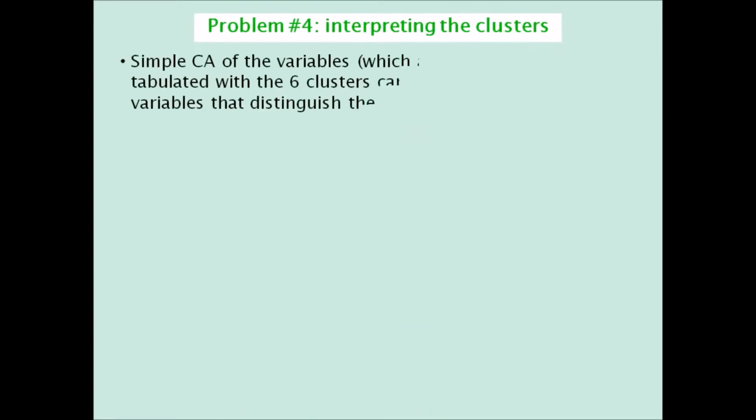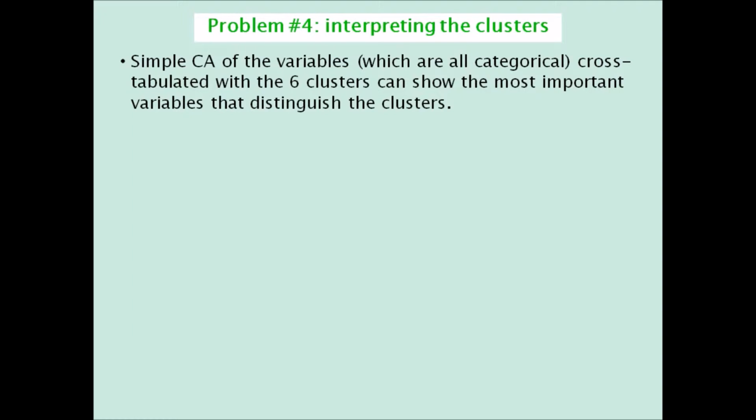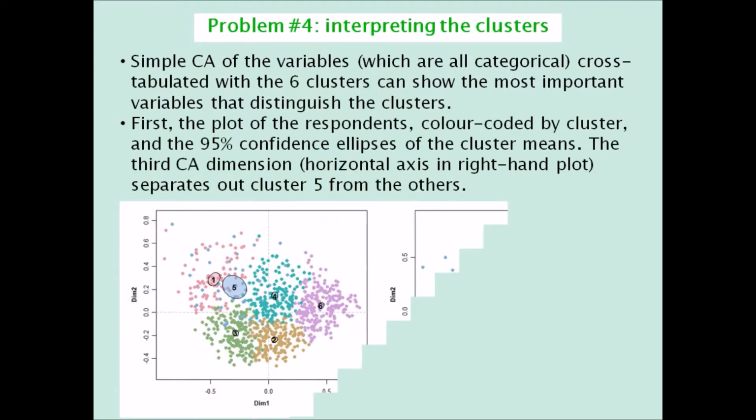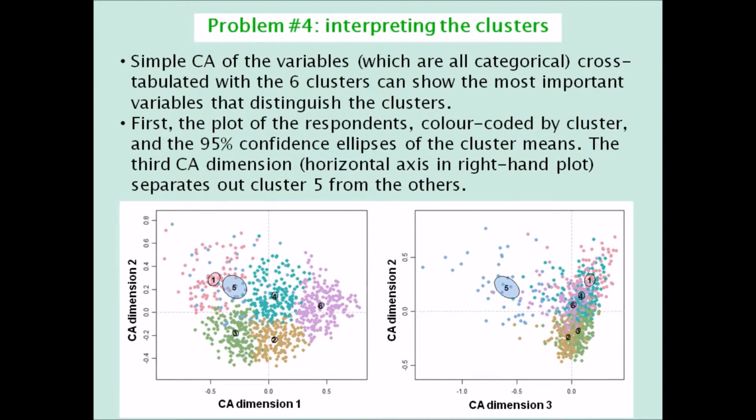In order to interpret the clusters, the complete set of 112 crisp and fuzzy categorical variables can be cross-tabulated with the 6 clusters, and correspondence analysis can be used to identify the most important variables distinguishing the clusters. The left-hand plot shows the 928 cases in the best 2-dimensional solution, where clusters are color-coded and 95% confidence ellipses for the cluster means are shown.